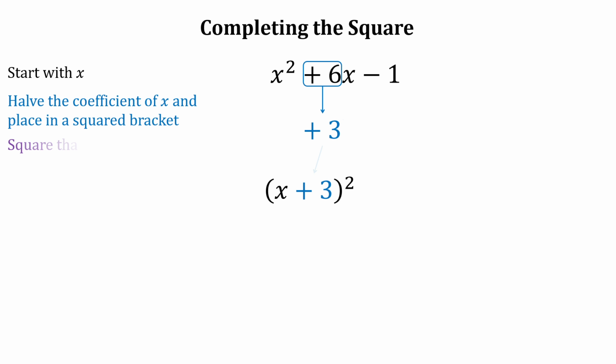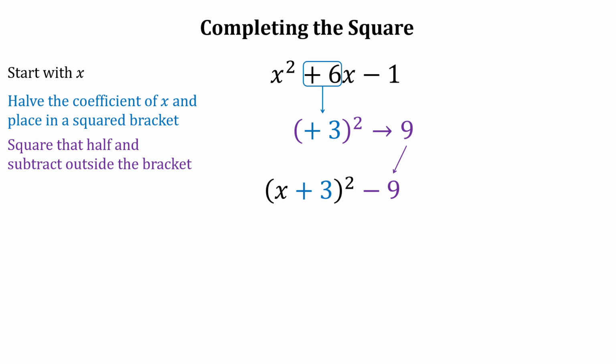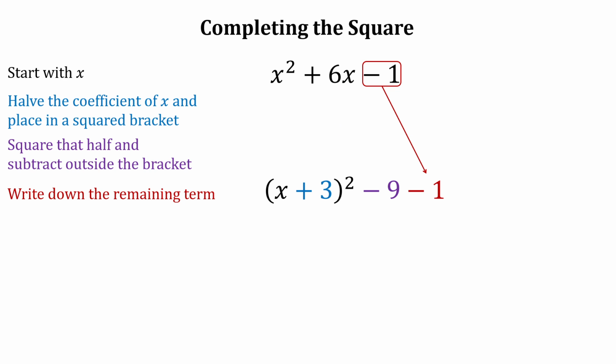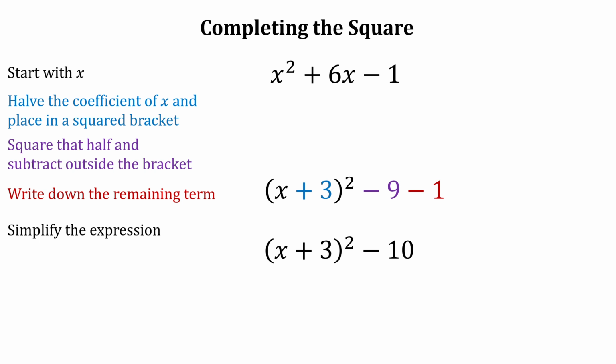Next, square that half. 3 squared is 9, and subtract it outside the bracket. Finally, write down the remaining term, which is -1. Now simplify the expression. So, the final answer is x plus 3 squared minus 10. And that's how you complete the square.